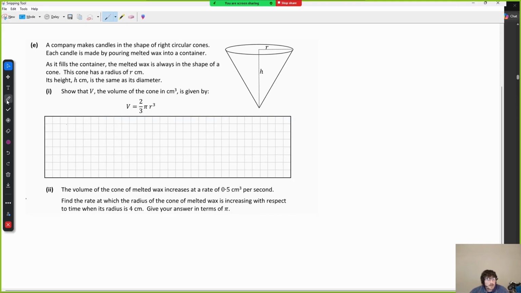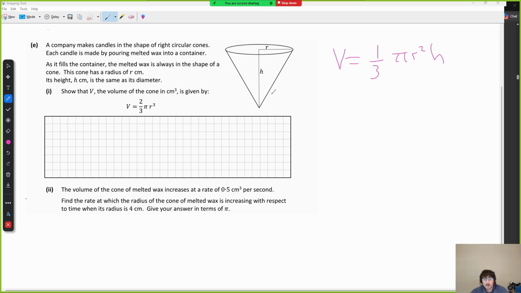Right, a company makes candles in the shape of a right circular cone. They give us the diagram. Each candle is made of wax. As it fills, the melted wax is always in the shape of the cone. Fair enough. Okay, and R and H. Show that V, the volume of the cone, is such. Now you should know, you can go to your tables book, the volume of a cone like this is one third pi R squared H. You can just go to your formula tables and find that.